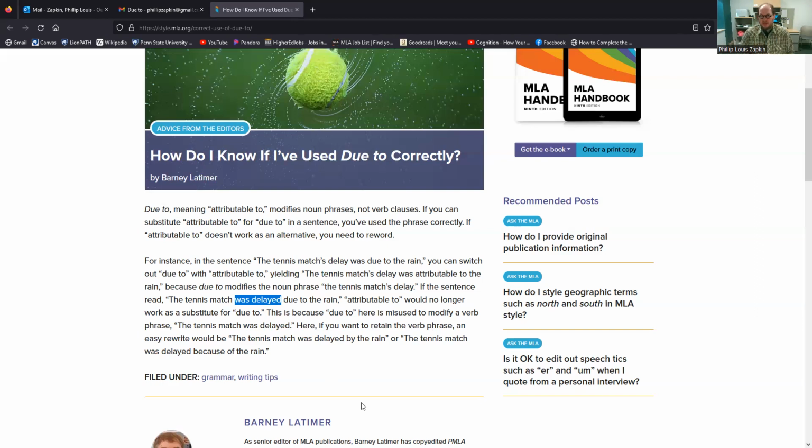Does this really matter that much? I'm not super convinced that this is incredibly important. I think it's a good thing to know, in the way that all sorts of esoteric grammar rules are kind of good to know. But if somebody said to me, "The tennis match was delayed due to the rain," I would know exactly what they meant. So I think this is one of those things. And this is kind of the larger point that I'm actually interested in here.